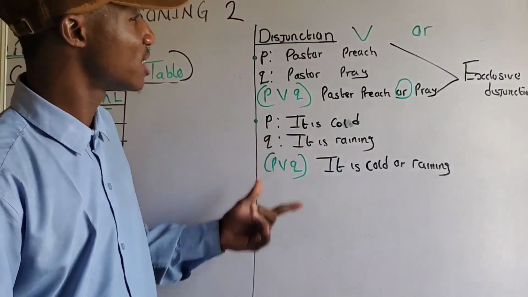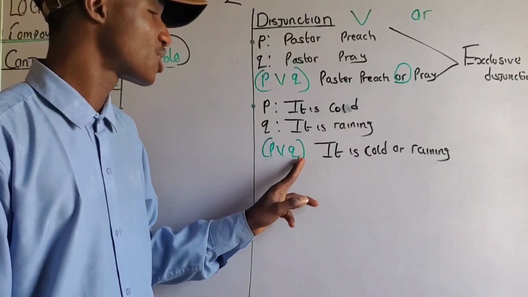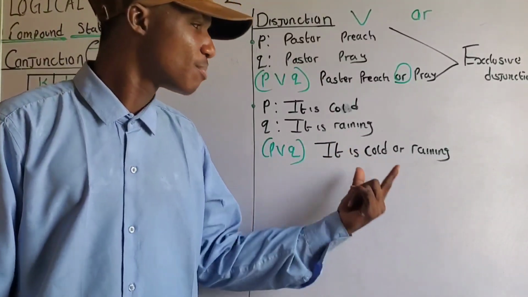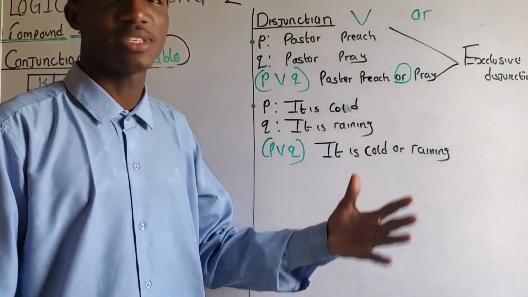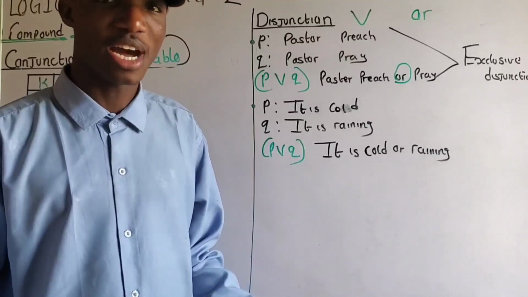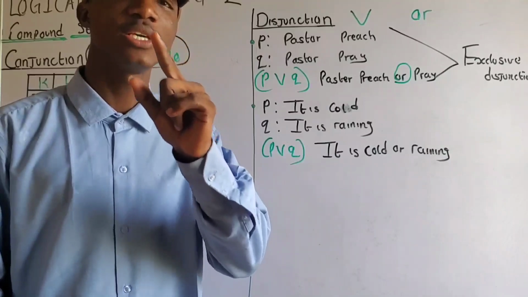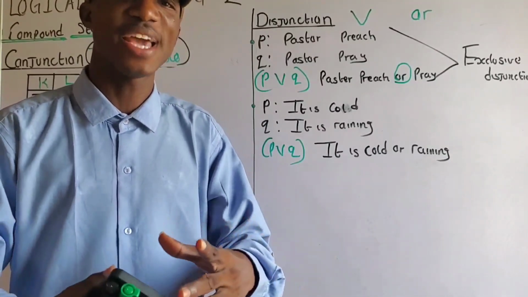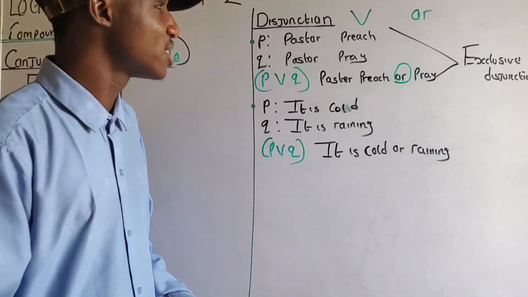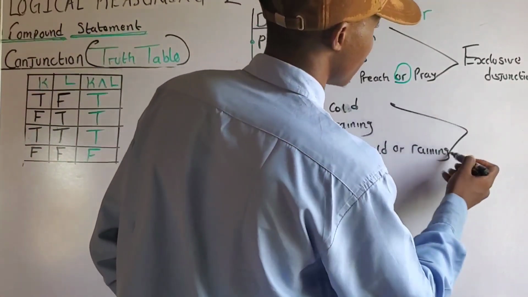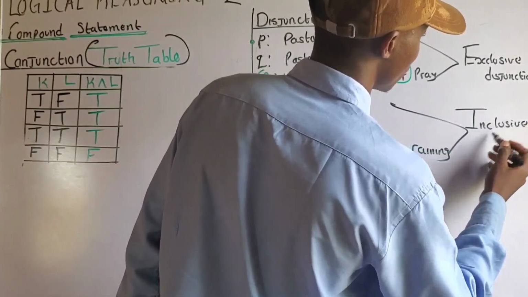Now, let's look at the second statement. P represents it is cold. Q represents it is raining. P disjunction Q is what? It is cold or raining. Now, both statements can occur simultaneously. Of course, it is possible that there will be rain and cold. So in this case, the "or" is used in an inclusive sense, because both events can occur simultaneously. They can happen at the same time. So this one is called inclusive disjunction.